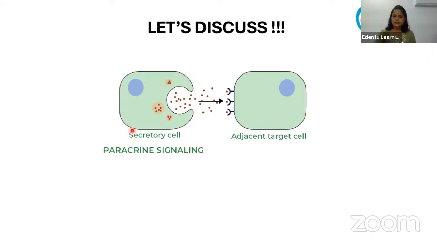In paracrine signaling, again, they have small structures like this, which contain chemical molecules. So these chemical molecules will be released outside, and if the adjacent cell has the receptors to identify these chemicals, then it will identify them and cause the essential changes in the other cell. So it is a localized form of signaling to the adjacent cell only. This type of signaling is called paracrine signaling.